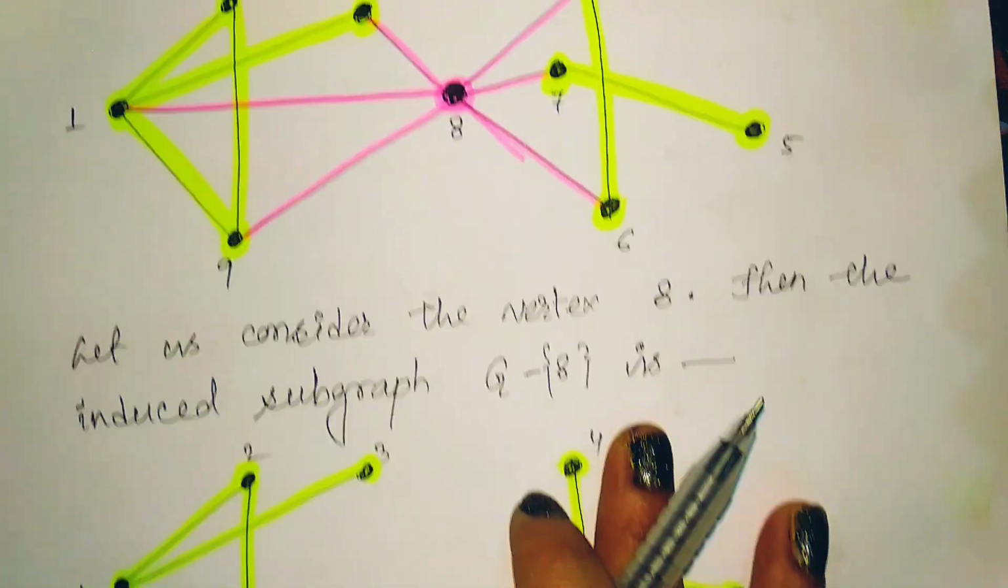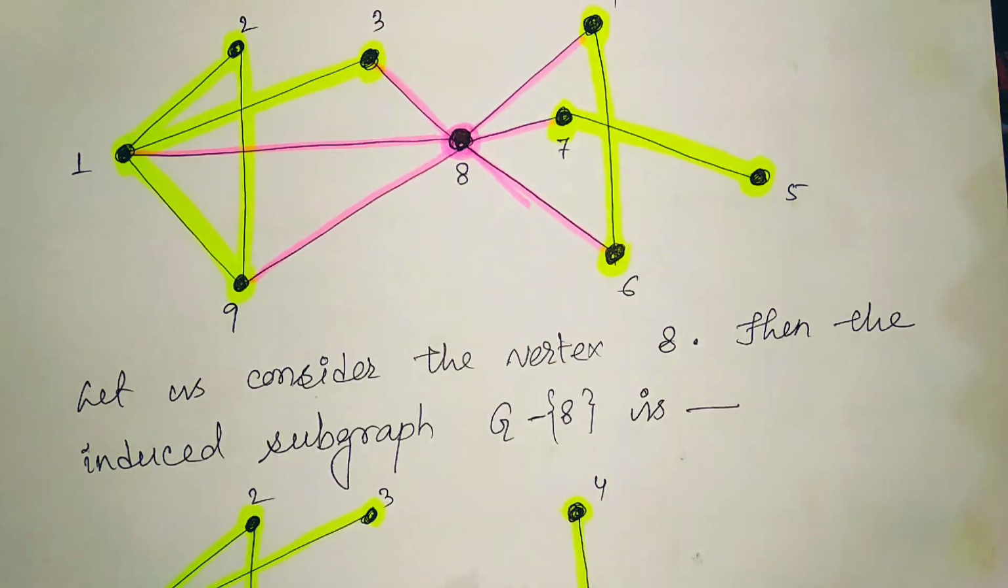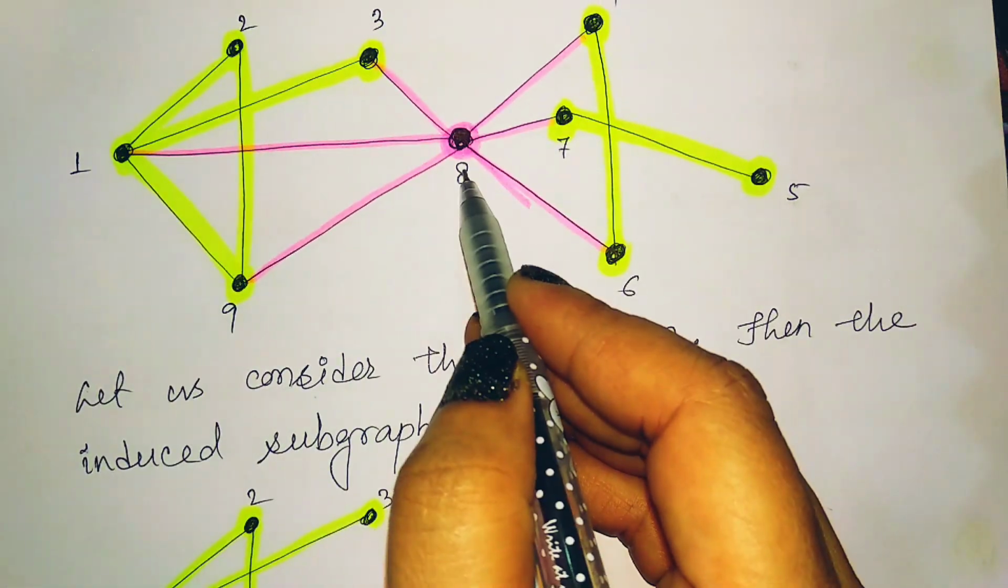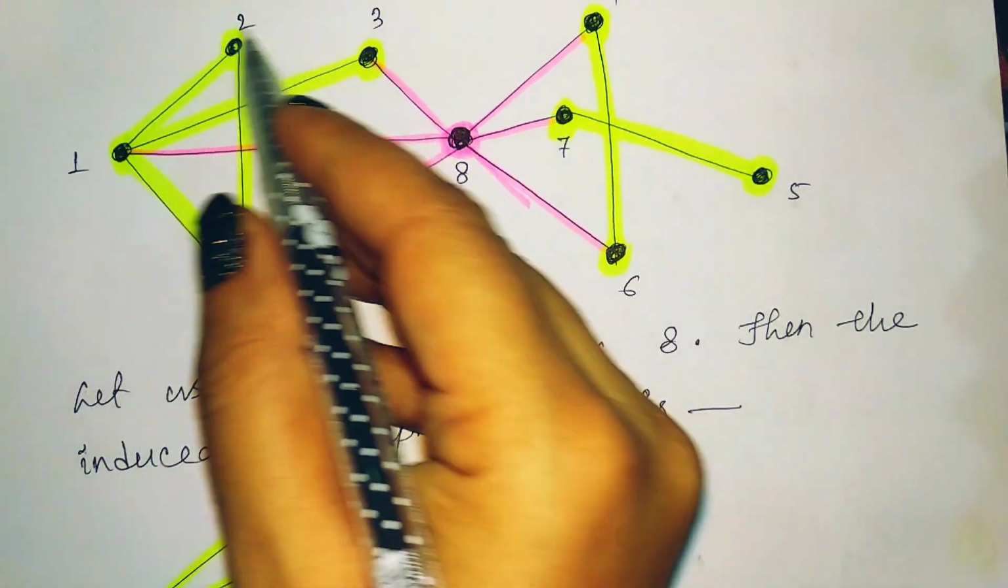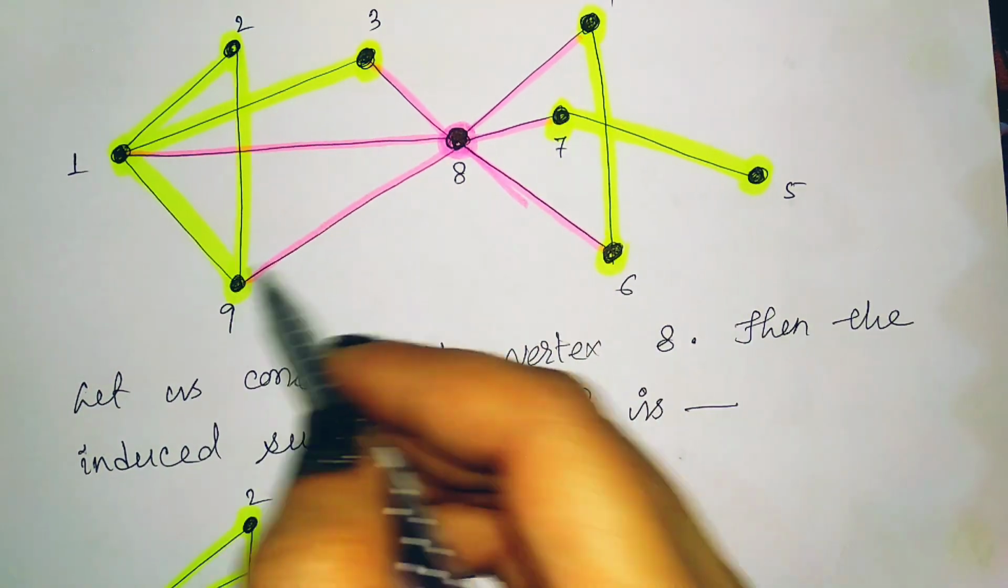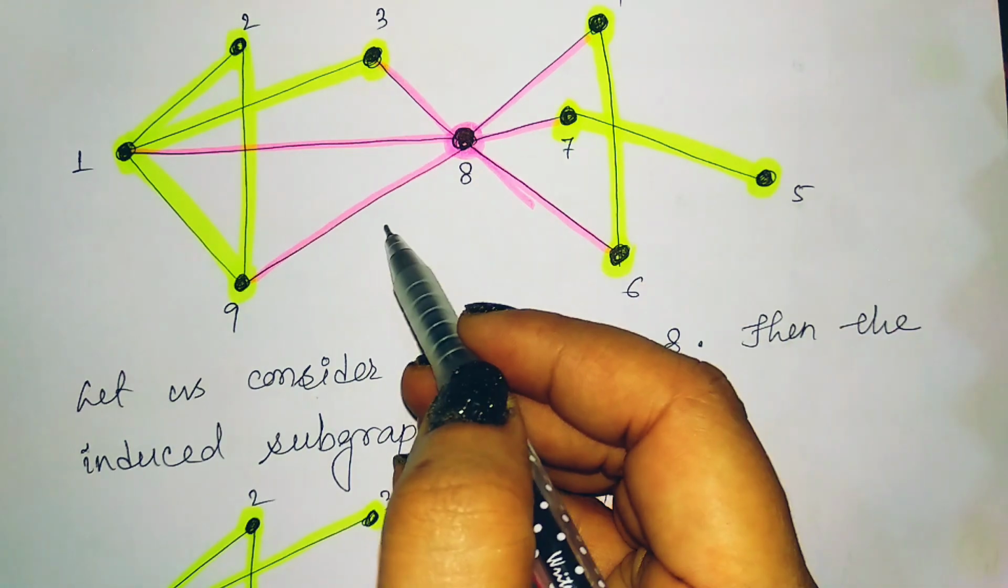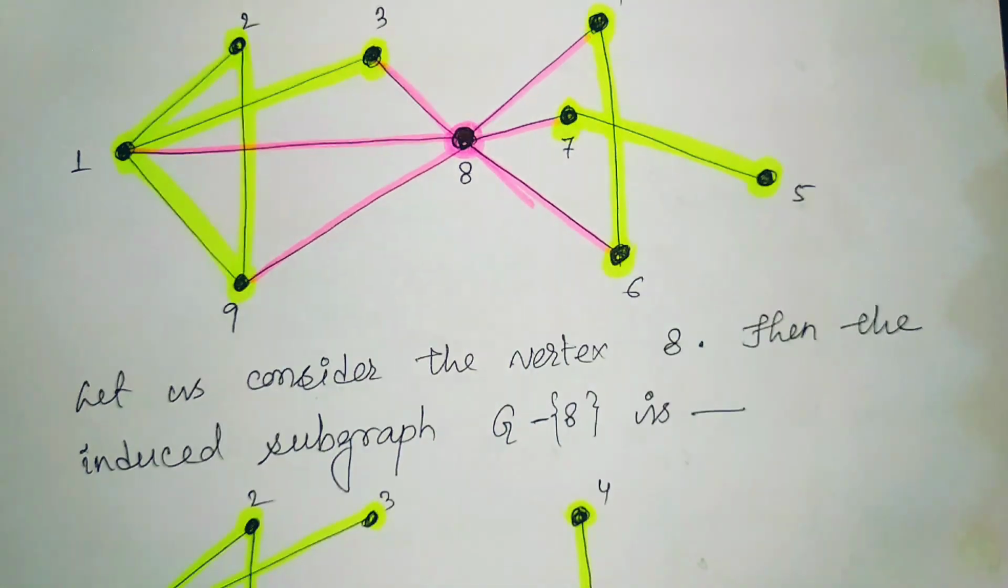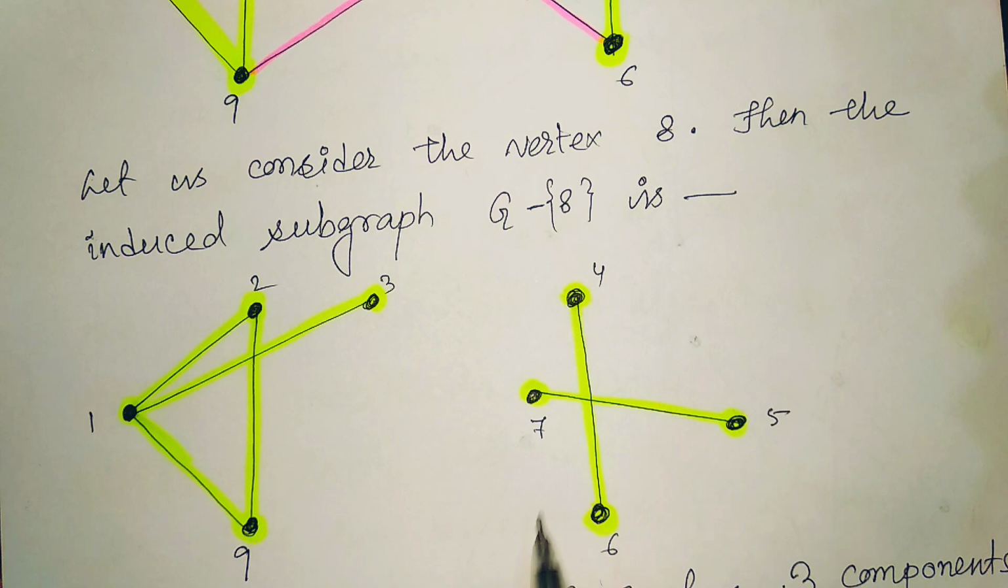After deletion, the remaining graph is the induced subgraph of the given graph. So if we remove this particular vertex, these edges will be gone, so that we will find this yellow colored graph and this portion of the graph will remain. The remaining portion is the induced subgraph. Now after getting this induced subgraph, we should count how many components are there in this graph. Here the first component is this, this is the second component, and this is the third. So there are a total of 3 components in this induced subgraph.